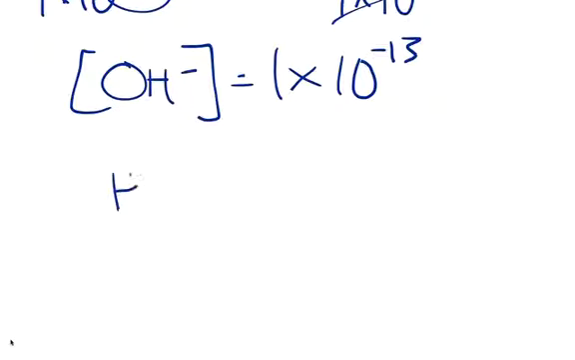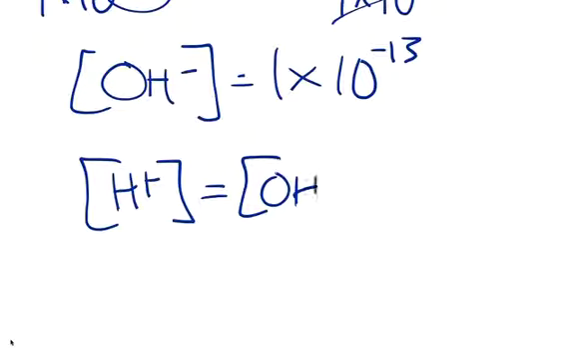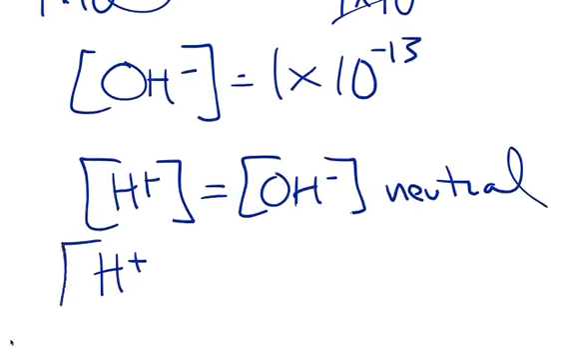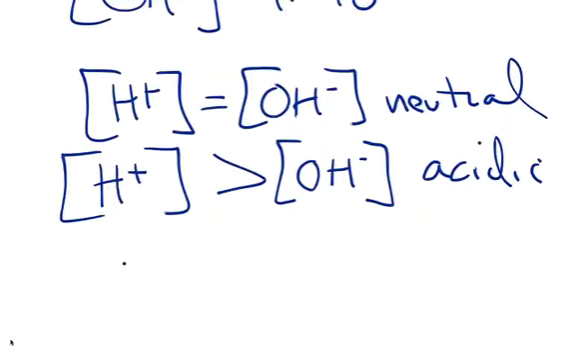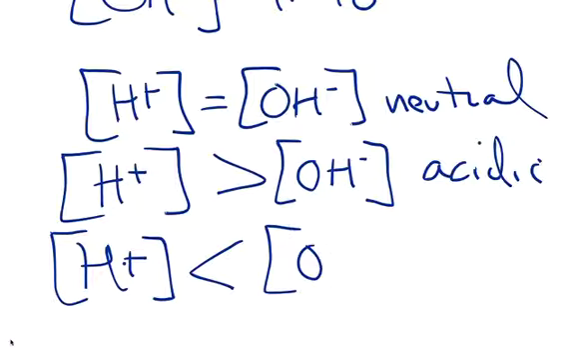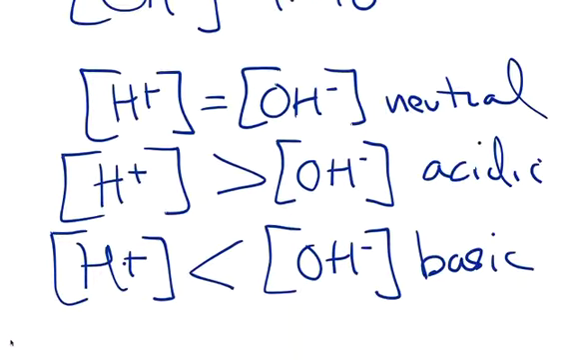Now, one thing we'll need to know is, if our hydrogen ion concentration, or hydronium, is equal to hydroxide like it is in neutral water, then we consider our solution to be neutral. If the hydrogen ion concentration is greater than the hydroxide ion concentration, then of course we have an acidic solution. And if we go the other way around, and the hydrogen ion concentration is less than the hydroxide ion concentration, we're going to have a basic solution.